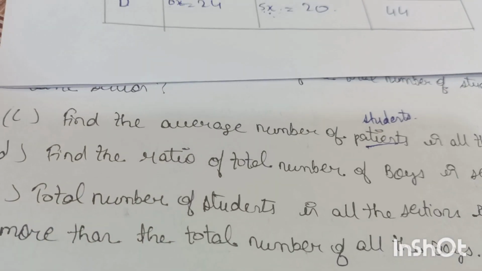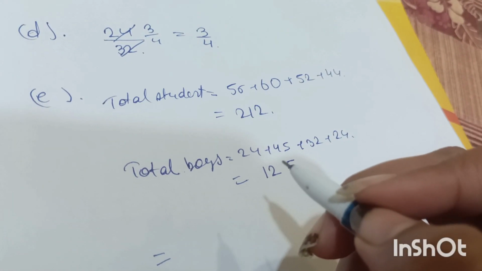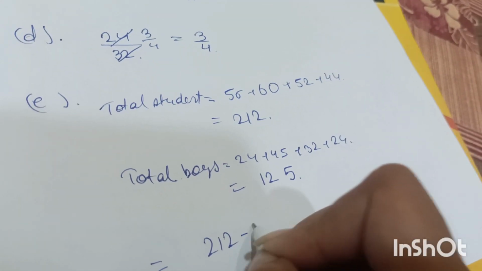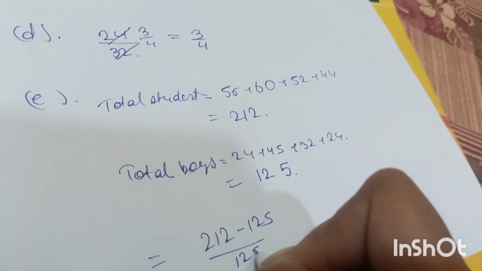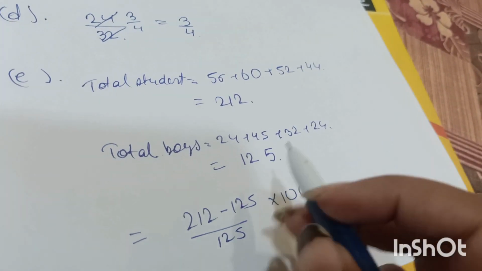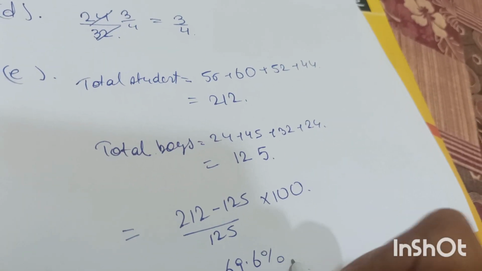So now we have to find the percentage. So more or less, so we'll use the formulas of more or less one. So we'll solve 212 minus 125 upon 125 into 100. So when you will solve it out, you'll get the value as 69.6%.